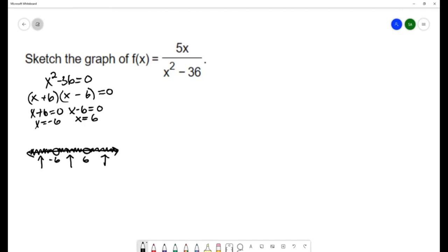Interval notation has a lower bound and an upper bound. So this first interval, this arrow indicates it's going on forever. So that first interval starts at negative infinity. It stops at negative 6. We use a parenthesis to indicate that negative 6 is not included in the set. The next interval is negative 6 to 6, and the next interval is 6 to infinity. So this is the domain.